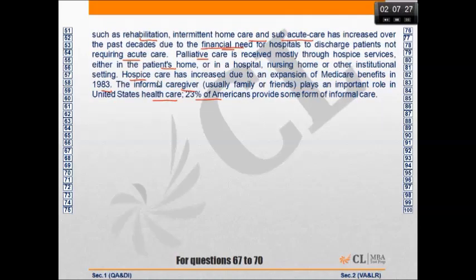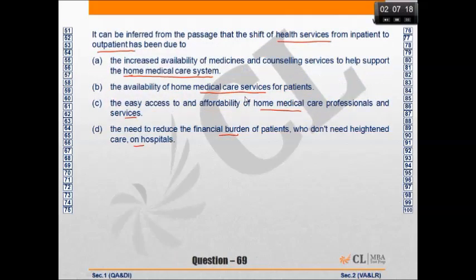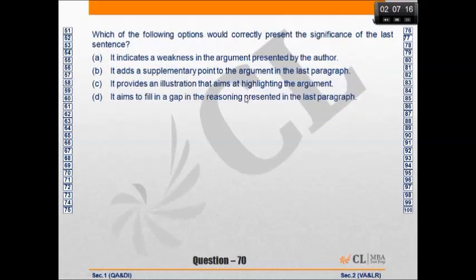Palliative care is received. Okay. The informal caregiver, usually a family member, plays an important role. 23% of Americans provide some form of informal care. Okay. It indicates a weakness in the argument presented by the author. It adds a supplementary point to the argument in the last paragraph. Okay. It provides an illustration that aims at highlighting the argument. It aims to fill a gap in reasoning present. I don't think it is D or A. Let's see B and C.